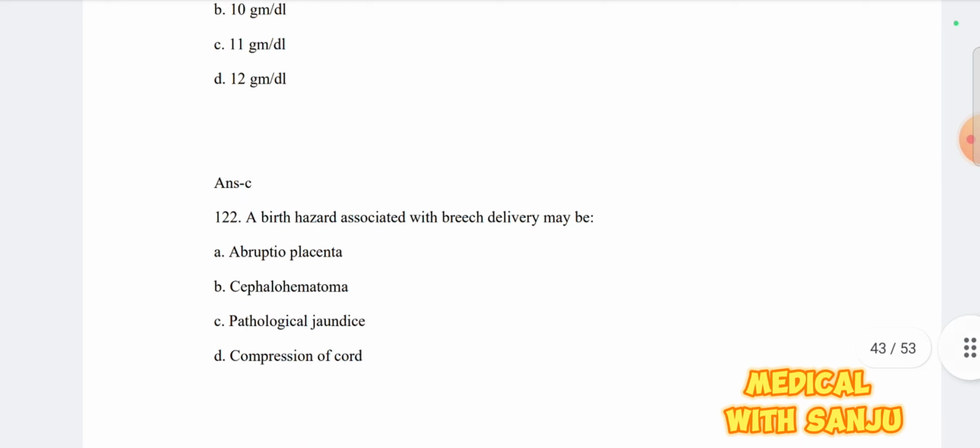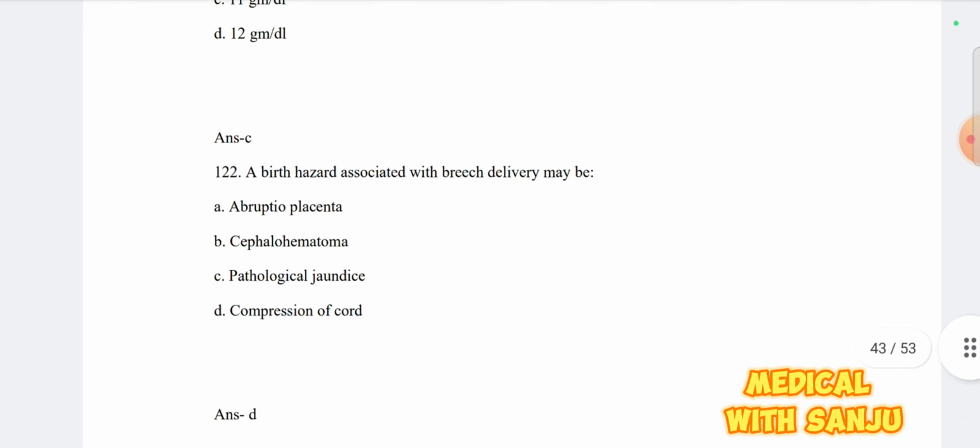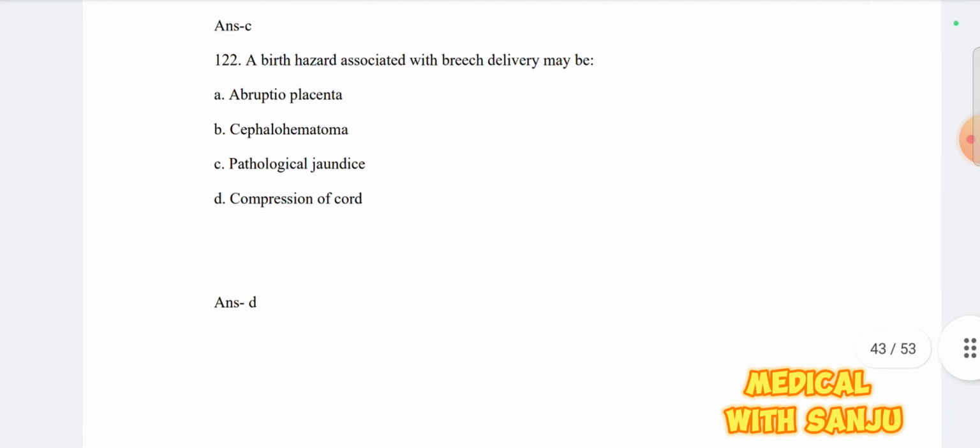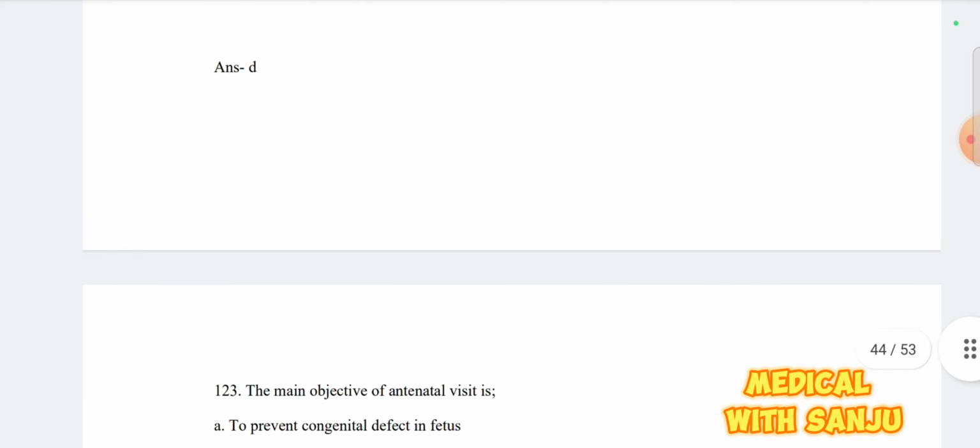Question number 122. A birth hazard associated with breech delivery may be option A abruptio placenta, option B cephalohematoma, option C pathological jaundice, and option D compression of cord. A birth hazard associated with breech delivery may be compression of cord. Option D is the right answer. This is the complication of breech delivery.